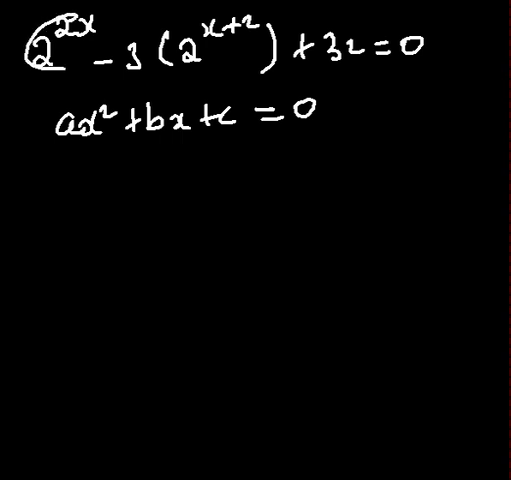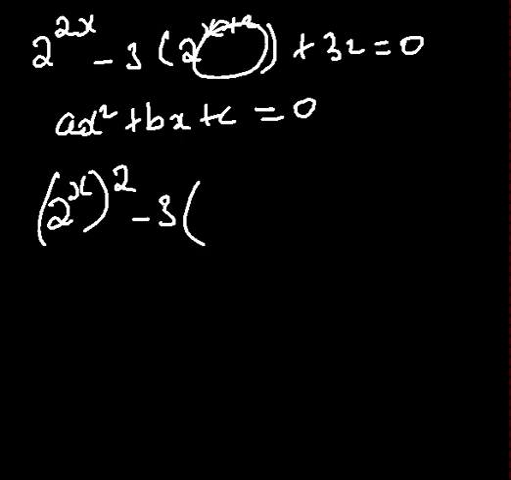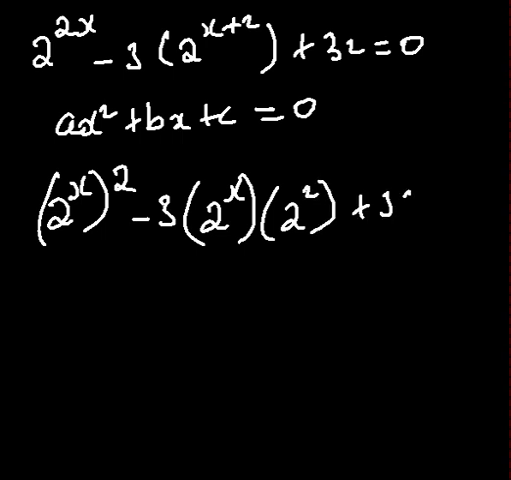So let's apply the laws of indices at this point. In this case, this is the same as 2 to the power x, that times 2, and which is minus 3 times. In this case, according to the laws of indices, this is the same as 2 to the power x times 2 to the power 2, and that plus 32. So keep that in mind.